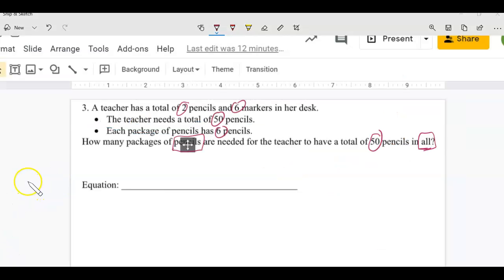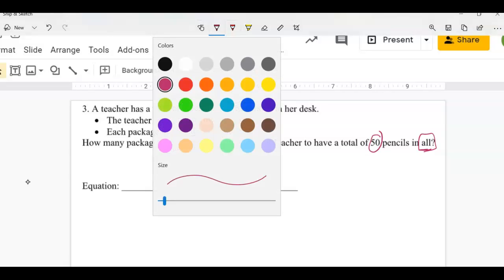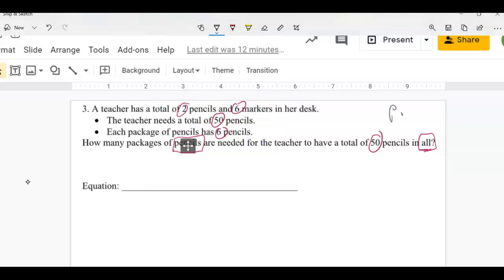Okay, so we're going to go to number 3. Problem number 3 is on page 184. So page 184, I'll write that here. And here we have: a teacher has a total of 2 pencils and 6 markers in her desk. The teacher needs a total of 50 pencils. Each package of pencils has 6 pencils. How many packages of pencils are needed for the teacher to have a total of 50 pencils in all?